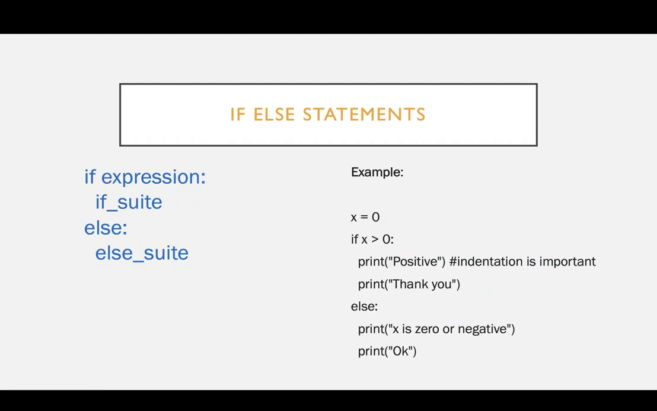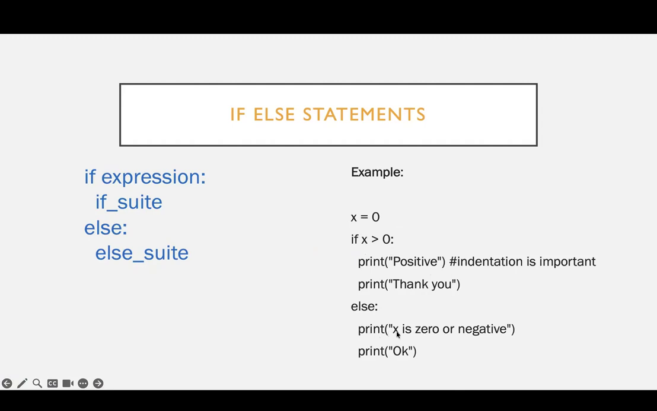So adding one more step, the else statement. The else statement basically is saying, okay, if the expression is false, what do we do? That belongs to this else suite. Like in this example, if x is greater than 0, we print positive and thank you. Else will be the opposite of x greater than 0. That means x is less than 0 or x is equal to 0. When we combine that, we can say when x is less than or equal to 0, that will be meeting the else condition.